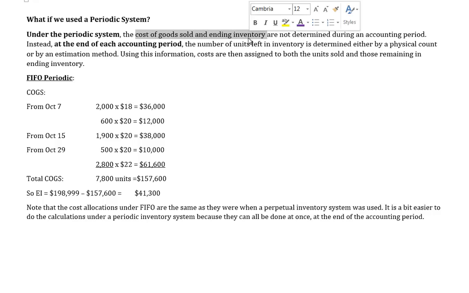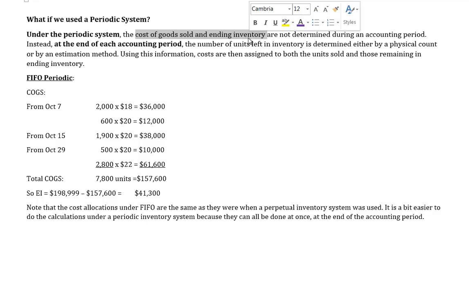So if we used a periodic system, we're calculating the cost of goods sold and ending inventory not as we go, but we're kind of armchair quarterbacking it and saying, let me sit back now. Here I am at the end of the month. Now let me calculate my cost of goods sold and my ending inventory.